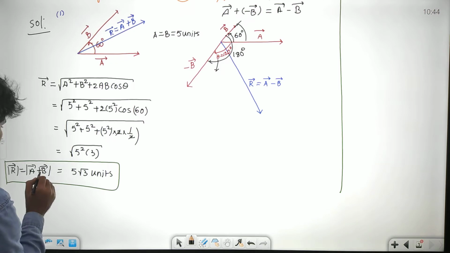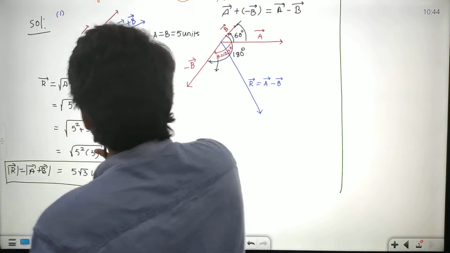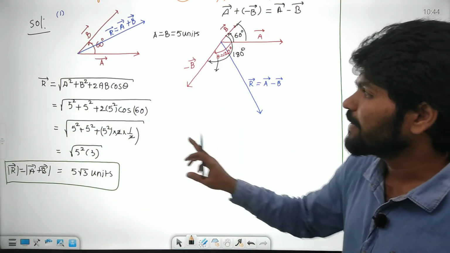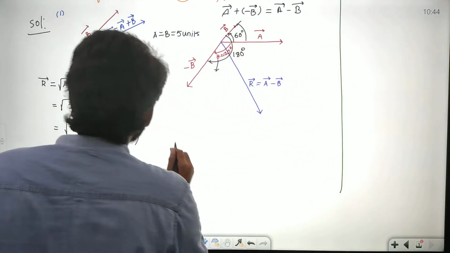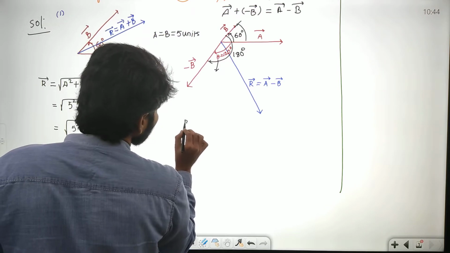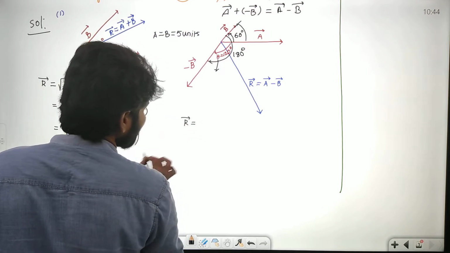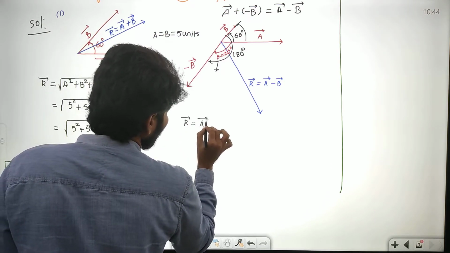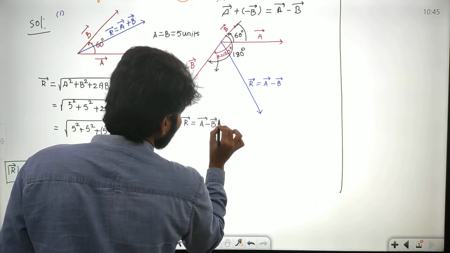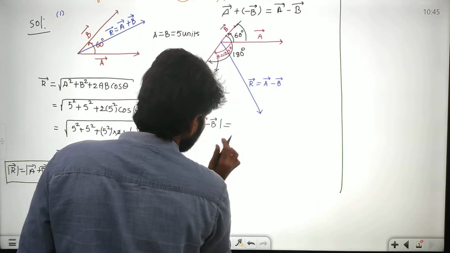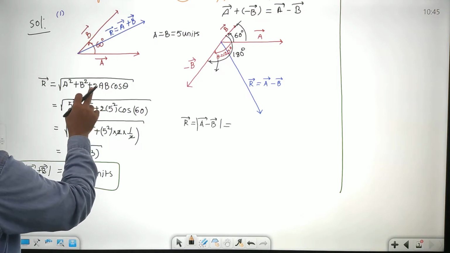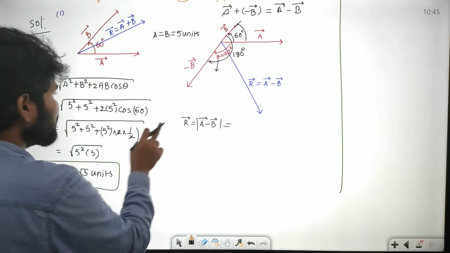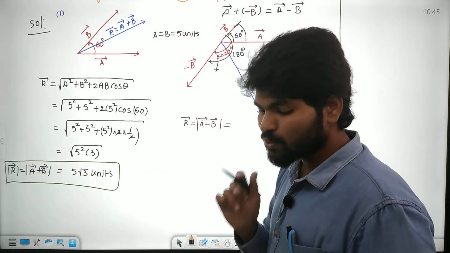This is the required answer. Let's come to the same discussion. We need to find the difference of these two vectors. So R resultant is nothing but the magnitude of A vector minus B vector. This is minus, so this is plus. That's why we need to take the equation like A minus B whole square.